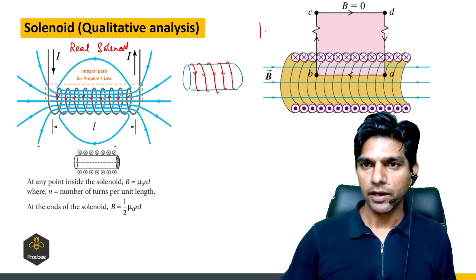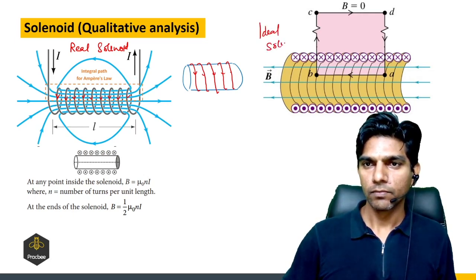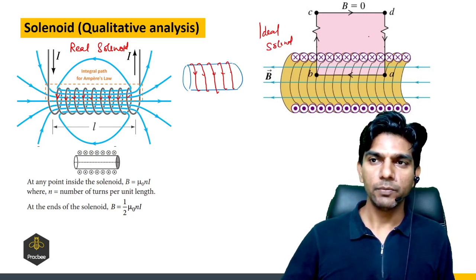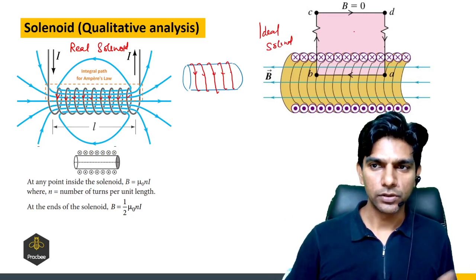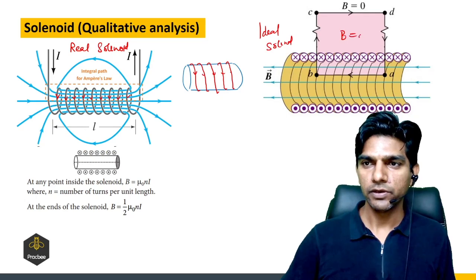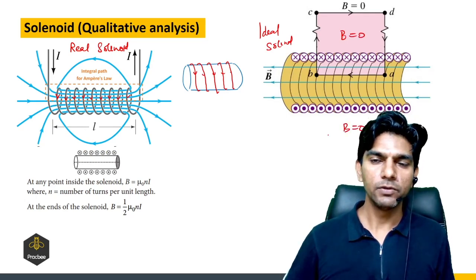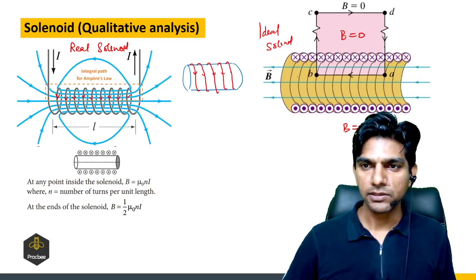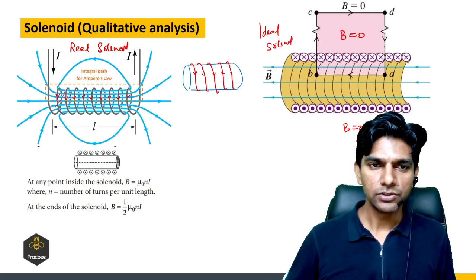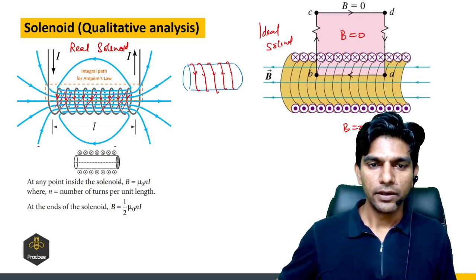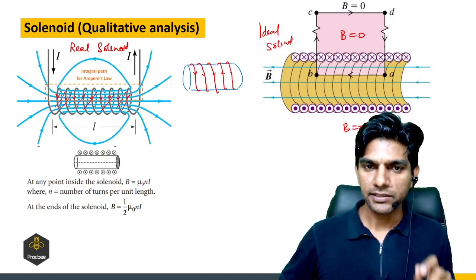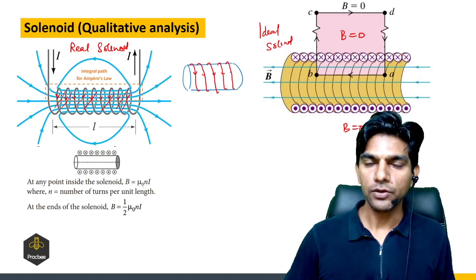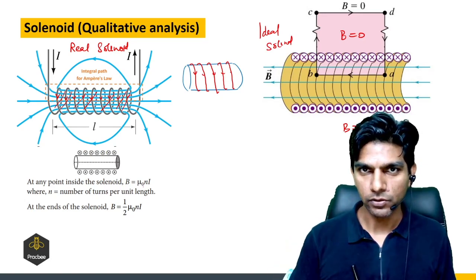But in the case of an ideal solenoid, there will be no magnetic field outside the core. So in this region the magnetic field is zero, and in this region the magnetic field will be zero. There will be only a field inside the core. So this region is known as the core. And the magnetic field at the center of the solenoid will be given by mu naught N i. So it will be a uniform field in the case of an ideal solenoid.